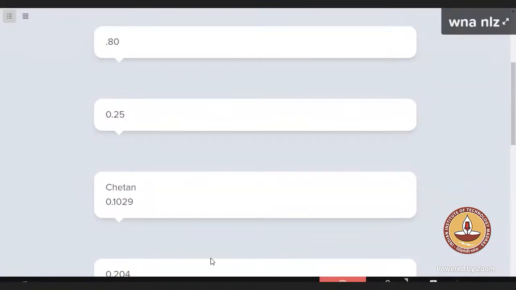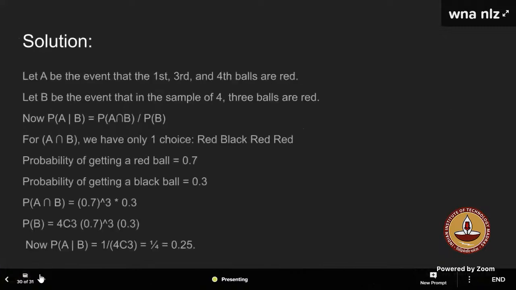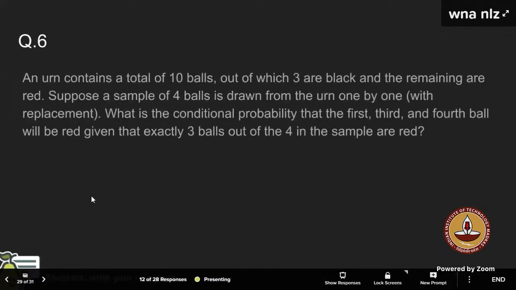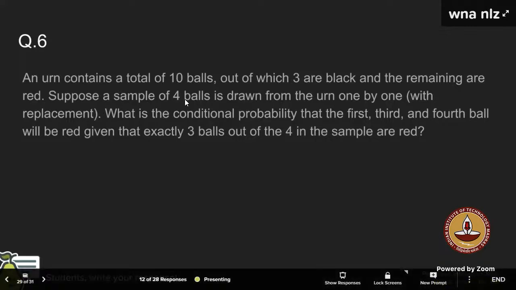Okay, now let's see the solution. The solution for this question, in fact, is 0.25. That's why I was asking the person who got this. Now let's first read out the question. An urn contains a total of 10 balls, of which 3 are black and the remaining are red. So 3 are black and 7 are red. Suppose a sample of 4 balls is drawn. What we did is draw 4 balls from the urn one by one without replacement, right? So this is what has been given.